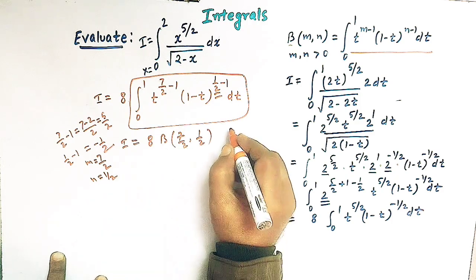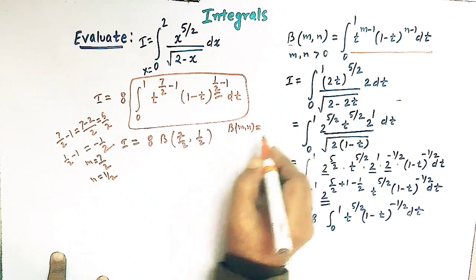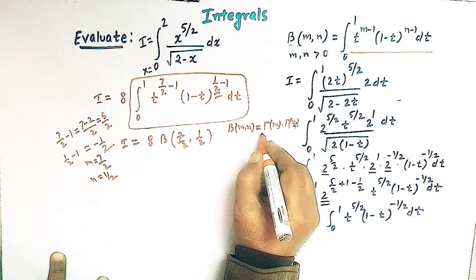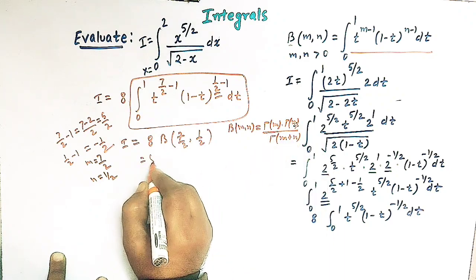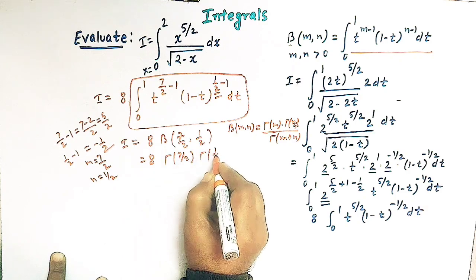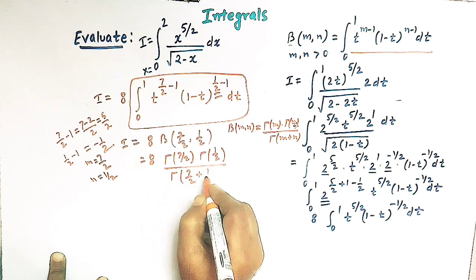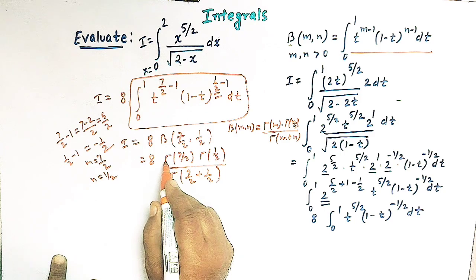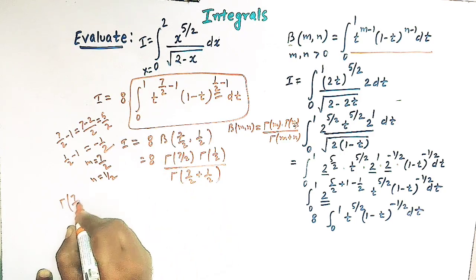Now we have to find the value of this expression by using an important relationship between beta function and gamma function. So beta(m, n) is given by gamma m times gamma n divided by gamma(m + n). So here we can write gamma 7/2, then gamma 1/2, and then gamma(7/2 + 1/2), right? Okay, so now let us find the value of gamma 7/2.